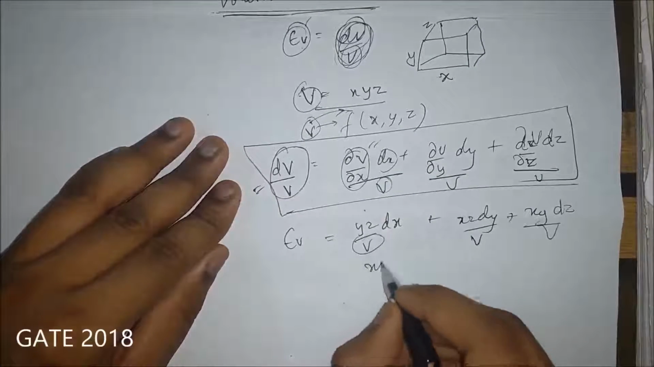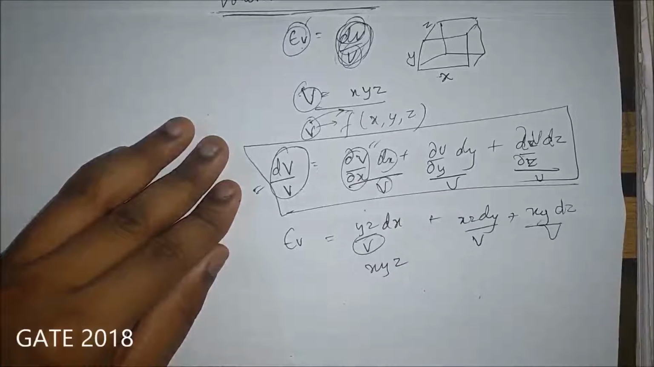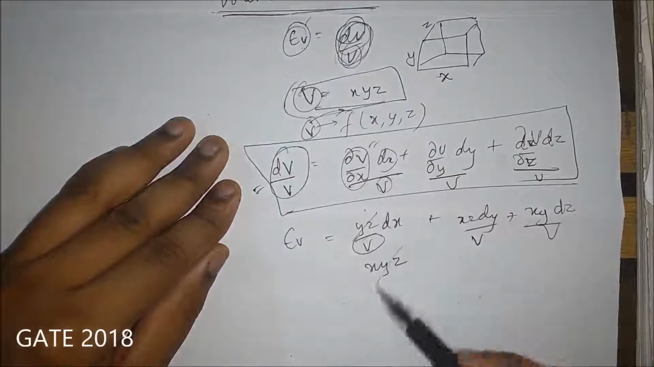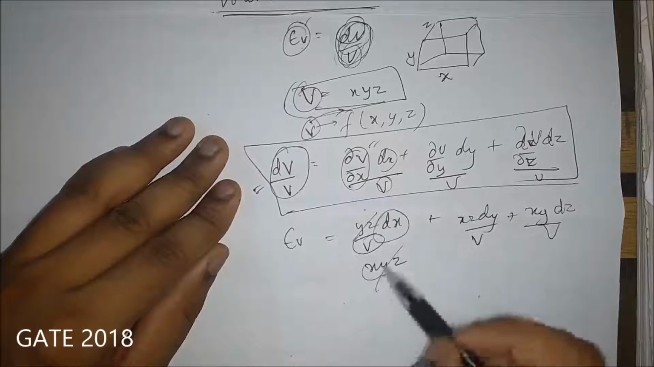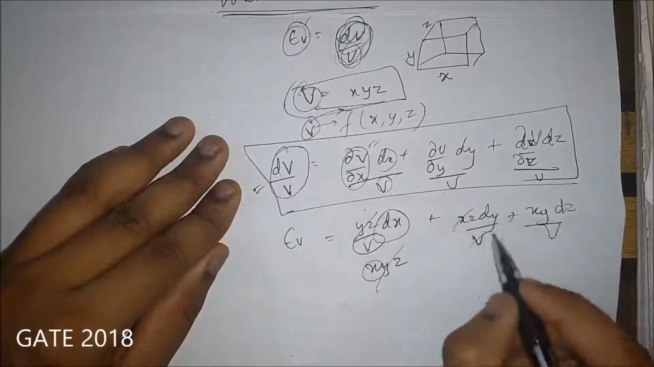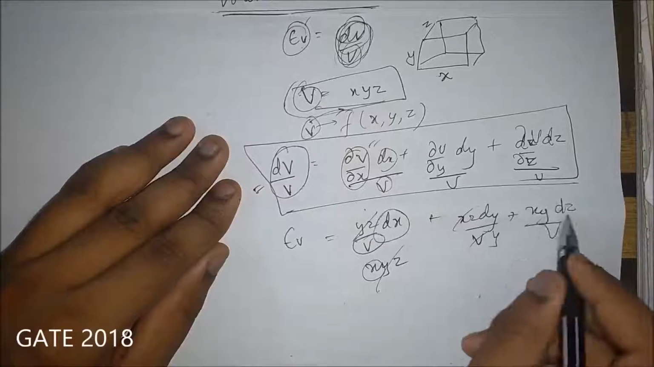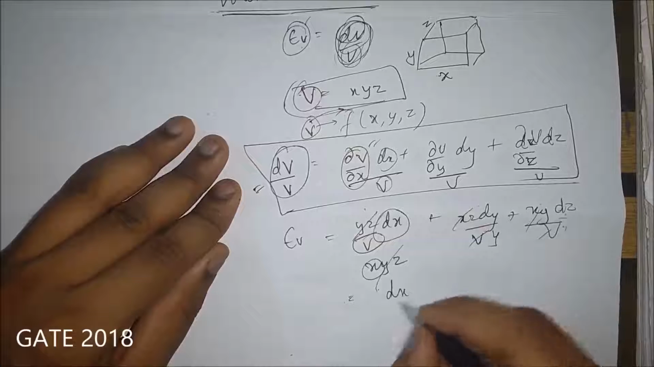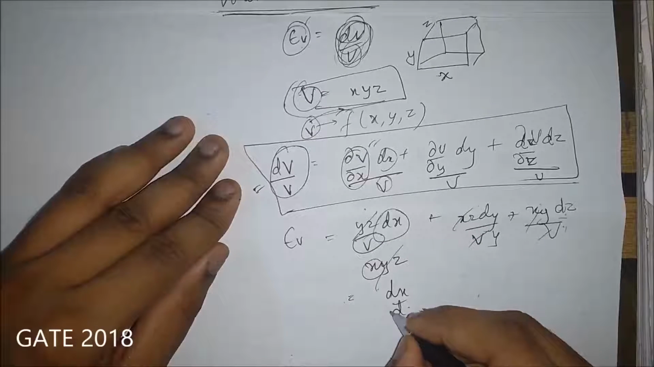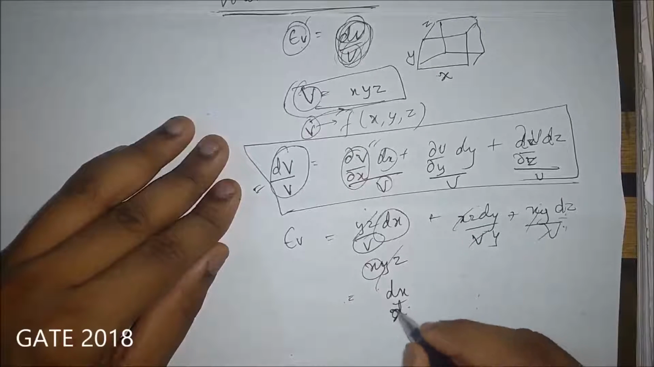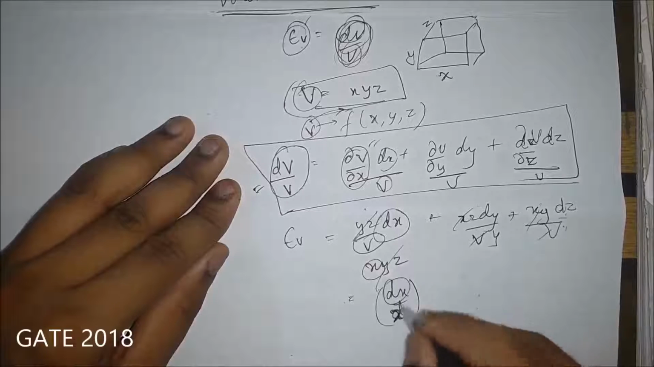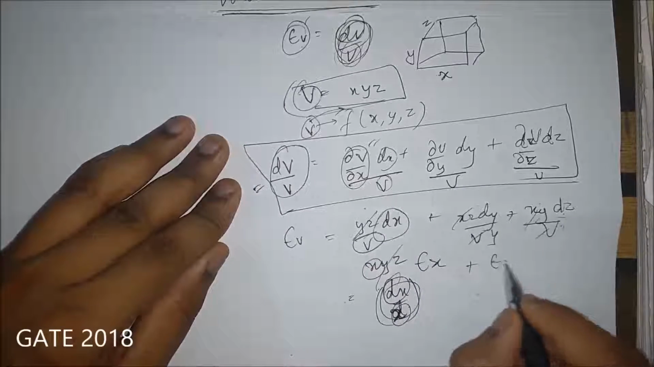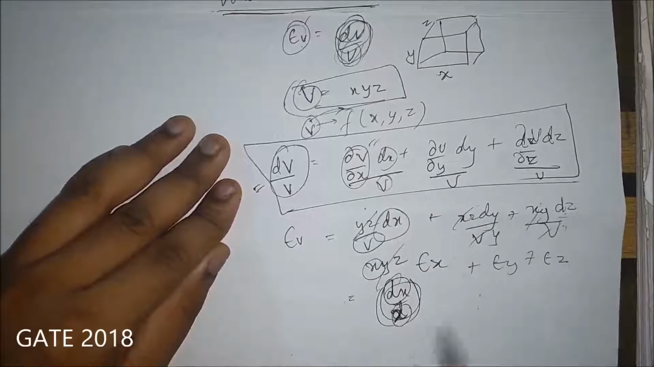Now V, as we know, x, y, z is the value of V. So substituting it here, yz cancels. It becomes dx by x. Similarly here also dy by y and dz by z it will become. So that is nothing but dx by x, change in x direction by the original length, change in length by original length. What is this? This is epsilon x, y and z.